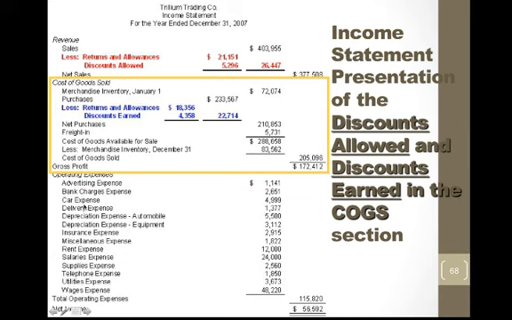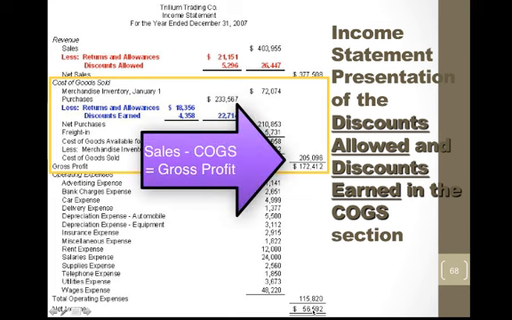The rest of the expenses are the same as what we've been doing. These are all of our operating expenses. So ultimately we have our sales minus our cost of goods sold equals gross profit. And then our gross profit minus our operating expenses is our net income.